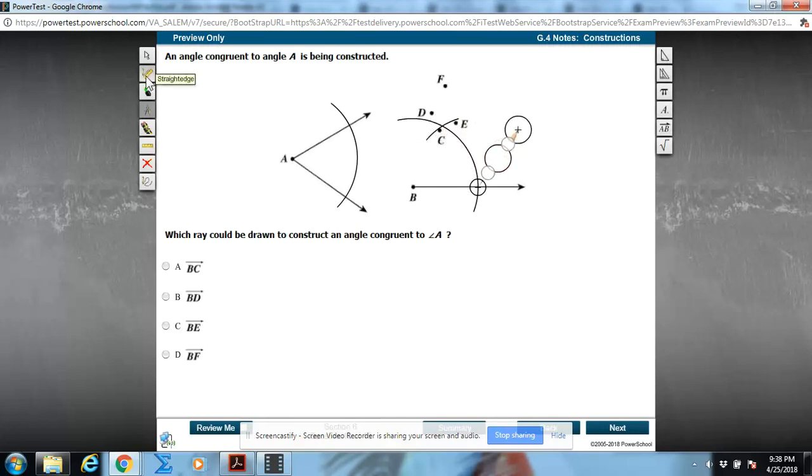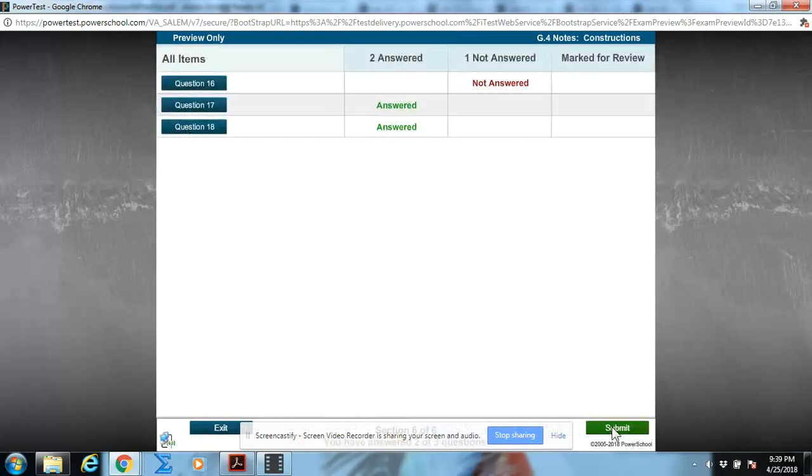Switch over to the straight edge, and when you connect between the vertex and the point of intersection, you will have built a perfect congruent angle. Our line cuts straight through point C, which means ray BC constructs the perfect congruent angle. We did it!